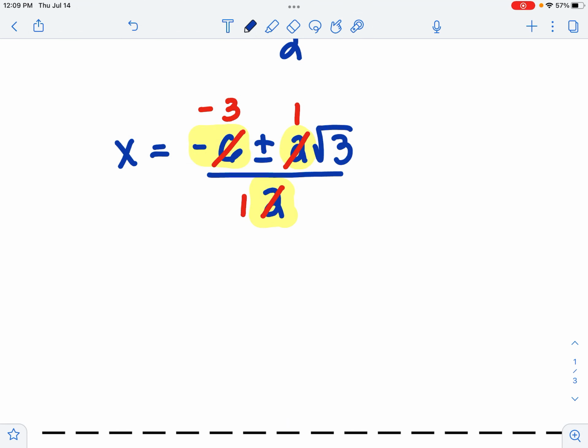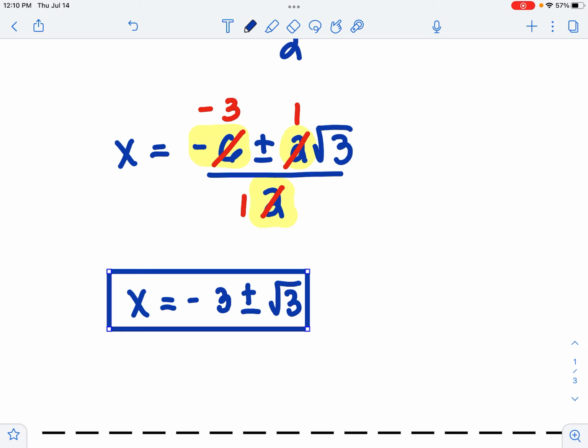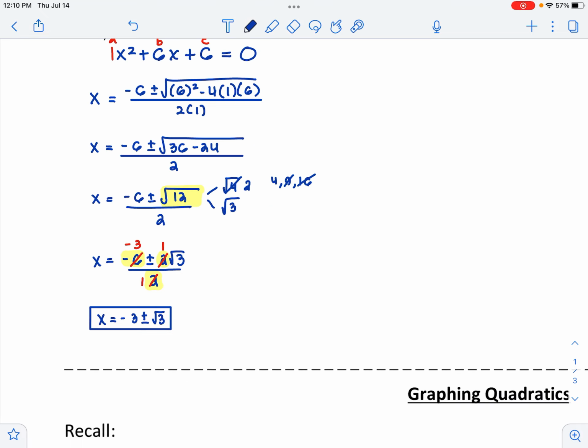All right, so now I'm ready to write my solution. x equals negative 3 plus or minus. I have 1 root 3. Instead of putting 1 root 3, you can say I have a root 3. Right? If you put the 1 root 3, that's fine, but it's just nicer to put the root 3. And then all over 1. Remember, we don't ever put an answer all over 1 because anything divided by 1 is itself. And there are your 2 solutions.